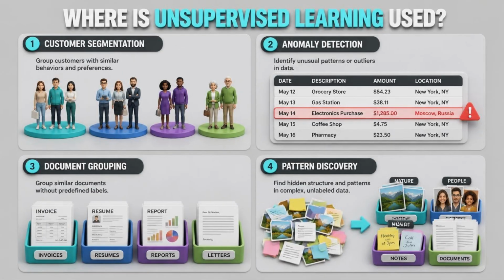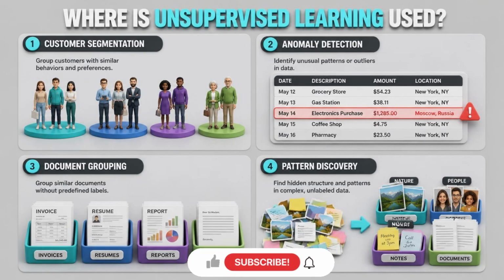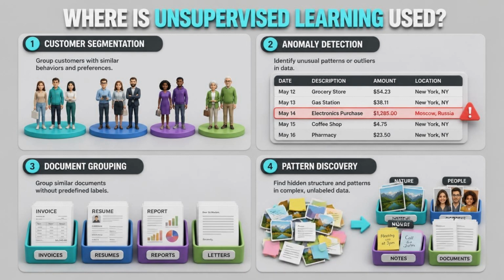So where can unsupervised learning actually be useful? Well, quite a few places. Businesses can use it to discover different types of customers. Systems can look for unusual transactions or unexpected behavior. Similar documents can be grouped together. Images can be analyzed for similarities. And large datasets can be explored to discover patterns that humans might not notice immediately. The common idea behind all of these applications is simple. Give the algorithm data and let it search for useful structure.